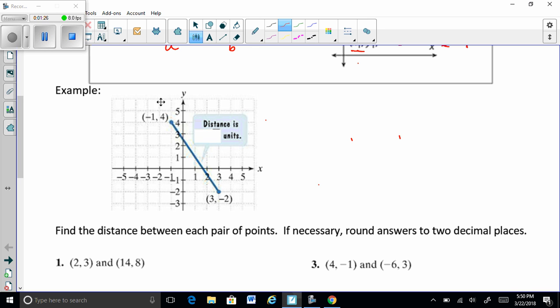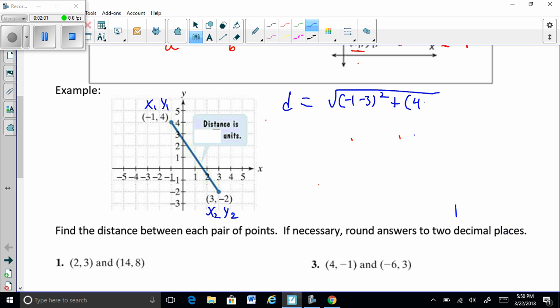So let's go ahead and look at this example right here. We'll let this one be our x1, y1, x2, y2. It doesn't matter which one is which, and it actually doesn't make a difference what order you subtract them either. So let's see, -1 minus 3. If I would have gone in the opposite order, it doesn't matter because you're going to square it. You might get positive or negative numbers, but once you square it, it doesn't make a difference.